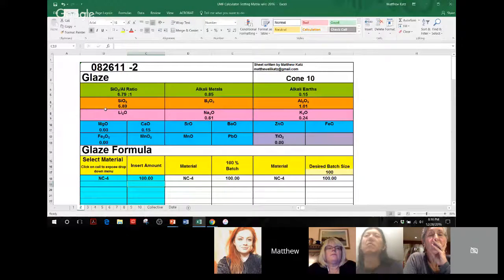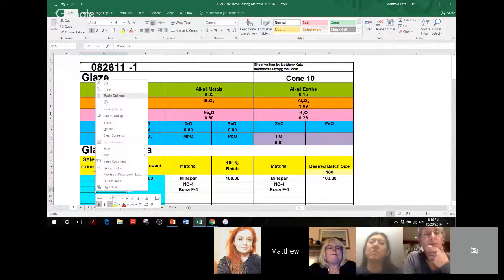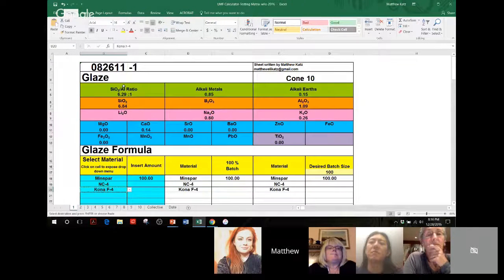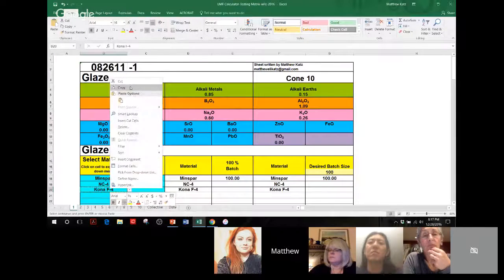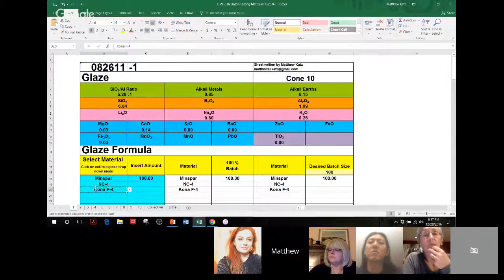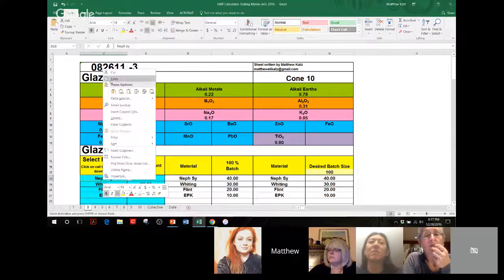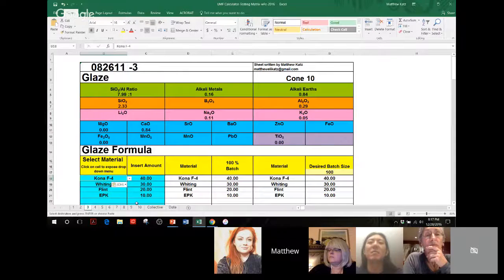So now, of course, the question becomes, well, what about these minor variations? Do they make a difference? The fact that MinSpar is 0.09 and Kona F4 is 0.01. Does it make a difference? Not really. Now, the cool thing is that by using the UMF, we're allowed to see every single atom, essentially.